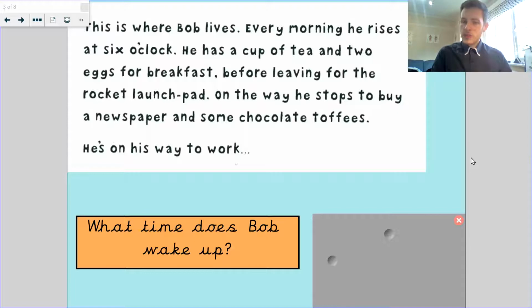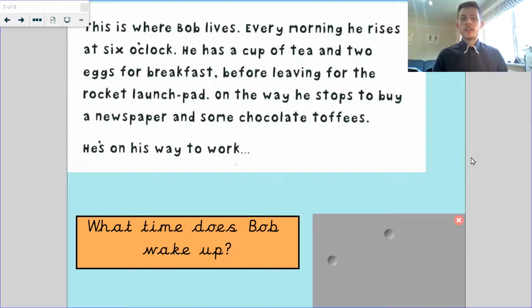Now, this is a bit of a tricky one. It says this is where Bob lives. Every morning he rises. Now, the question is asking, what time does Bob wake up? Every morning he rises. Now, it doesn't say wake up, but it says the word rises.